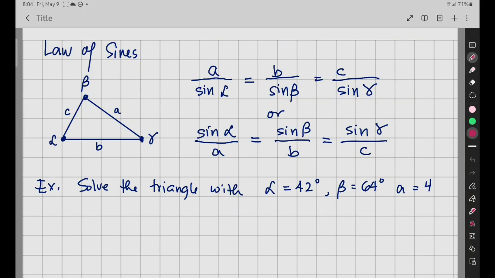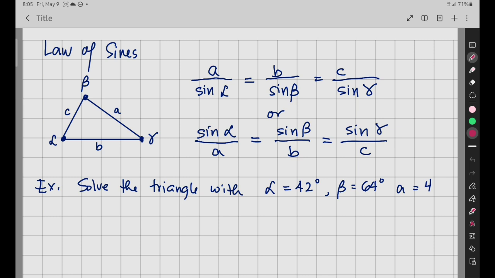Okay, law of sines. For law of sines, if you have an oblique triangle with angles alpha, beta, and gamma with their corresponding sides, meaning the sides that are opposite to these angles, we have side A, side B, and side C. Law of sines states that the proportions of these sides over the sine of their corresponding angles are equivalent.